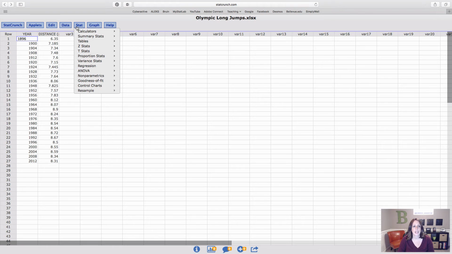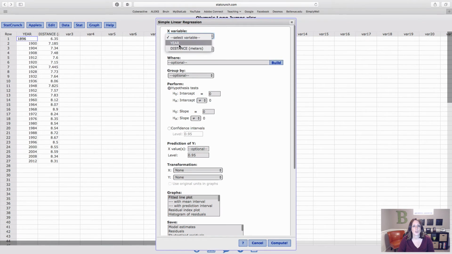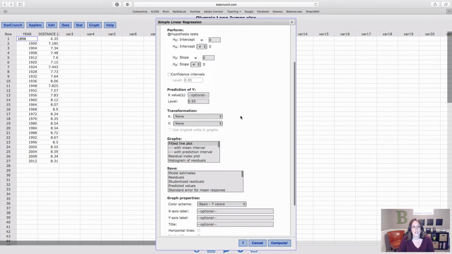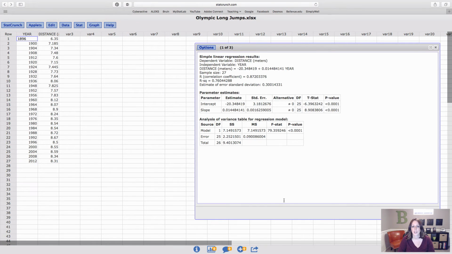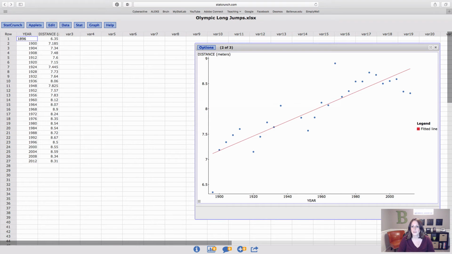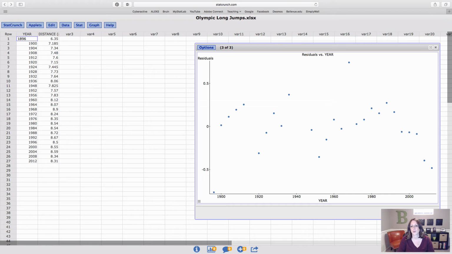And if I go to Stat, Regression, and Simple Linear, choose my two variables, and I do want to see the residual plot on this one as well. So I've got my fitted line plot, and I also have my residuals versus X values, and compute. So this gives me a lot of that information. And here's the scatter plot, and then of course here's the residual plot.